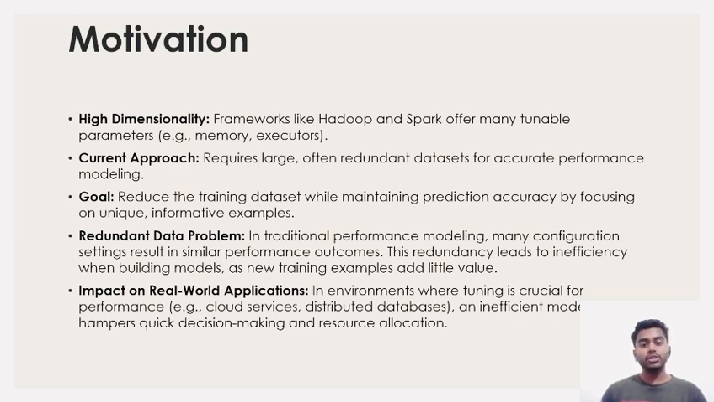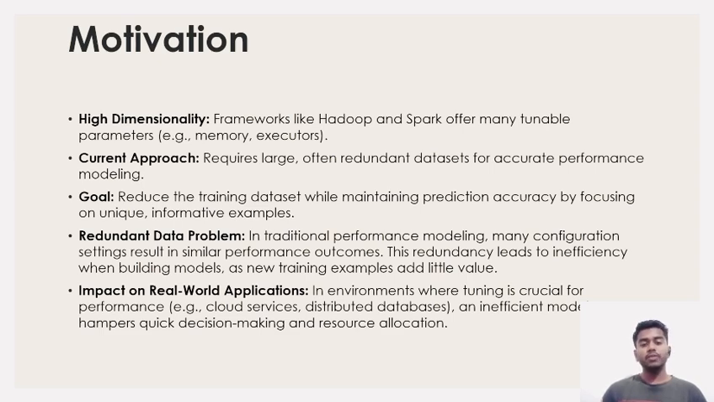The current approach requires large, often redundant datasets for accurate performance modeling. The goal is to reduce the training dataset while maintaining prediction accuracy by focusing on unique informative examples. Redundant data problem: in traditional performance modeling, many configuration settings result in similar performance outcomes. This redundancy leads to inefficiency when building models, as new training examples add little value.